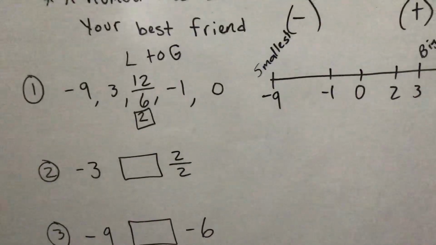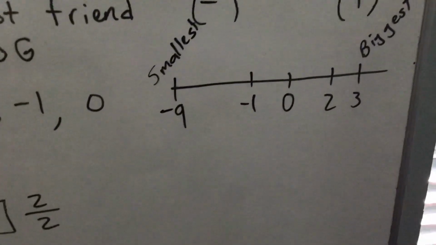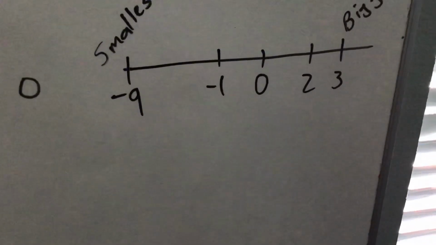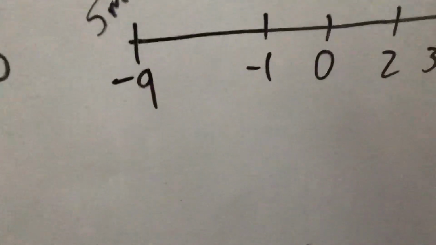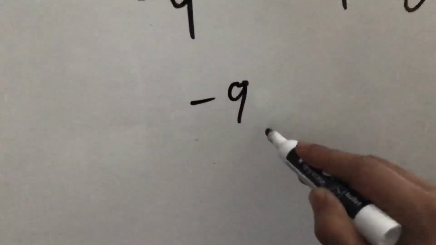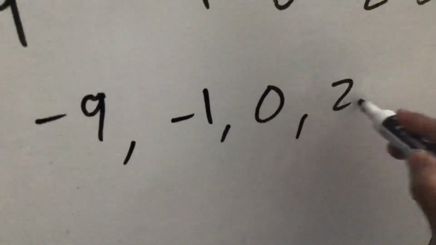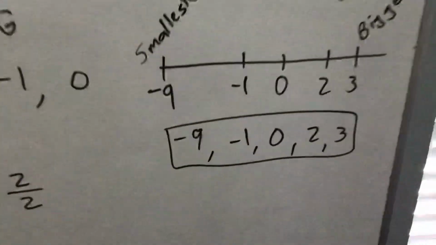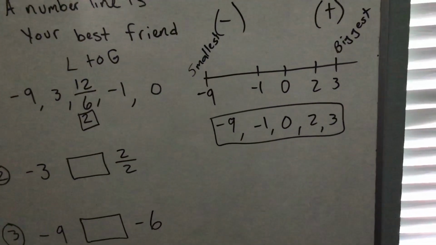If you go from least to greatest, your answer starts with your smallest number, which is -9, then -1, 0, 2, and 3. I can even write them down. -9. The next smallest is -1. The next smallest is 0, 2, and then 3. And there you have it: -9, -1, 0, 2, and 3. That's how you solve that, least to greatest.